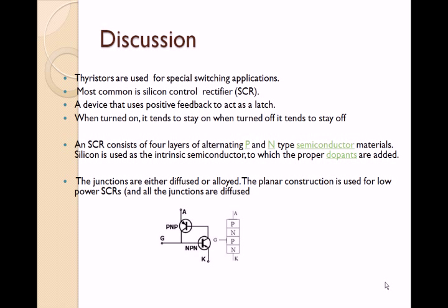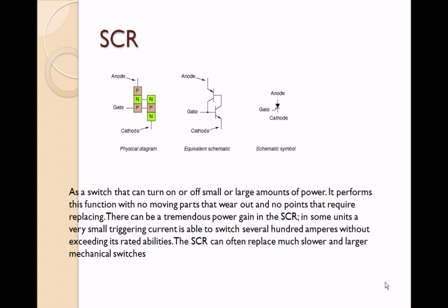The SCR consists of a four-layer PNPN structure. There is a gate terminal at the P layer, and an anode and a cathode at the outer P and N layers. It is either diffused or constructed with alloyed junctions. The planar construction is for very low power SCRs. P-type and N-type semiconductor material is doped to make the PNPN layers, with a gate in between the anode and the cathode on the outside. Schematically it is shown as in the figure.